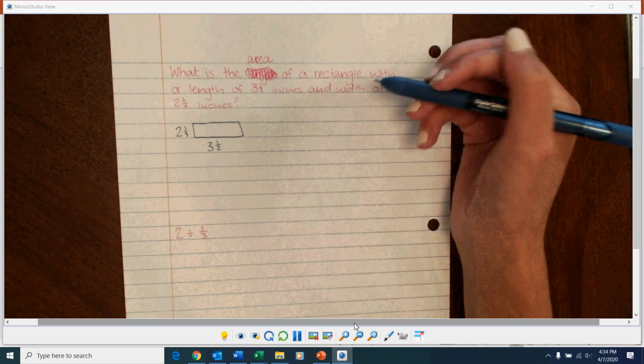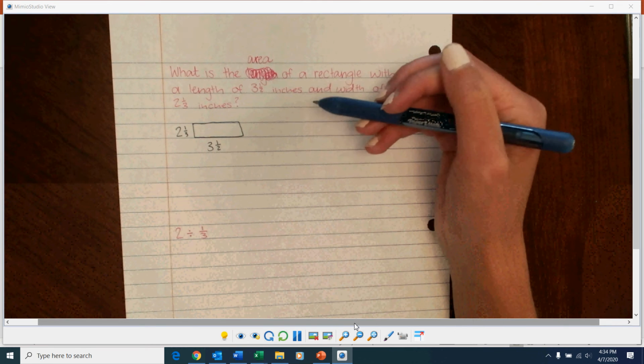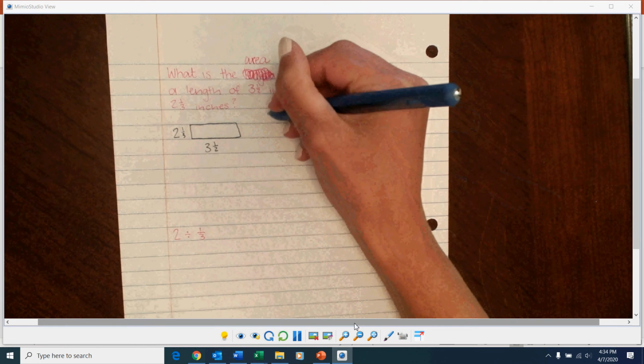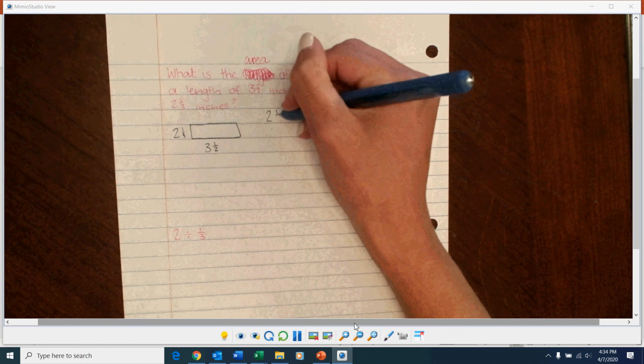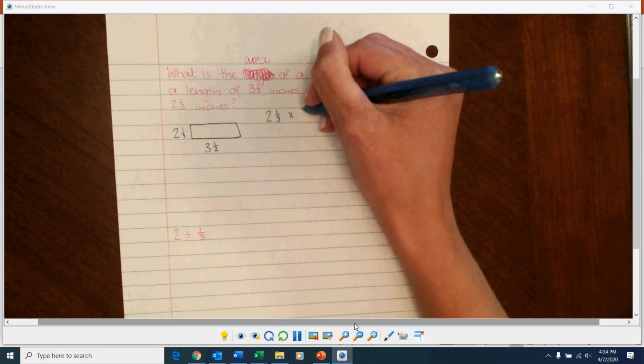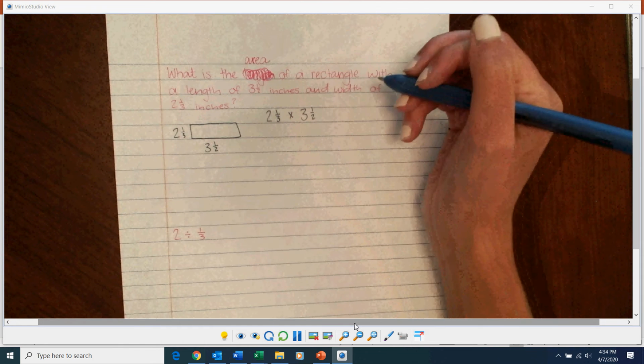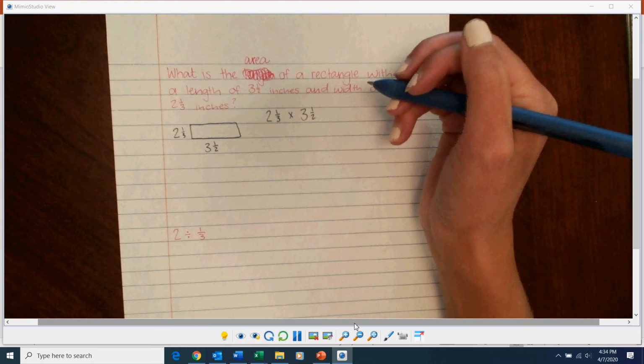So when I'm talking about area of a rectangle, I need to be thinking about multiplying my sides together. So I need to multiply 2 1/3 by 3 1/2. Before I can multiply, I need to change this into an improper fraction.